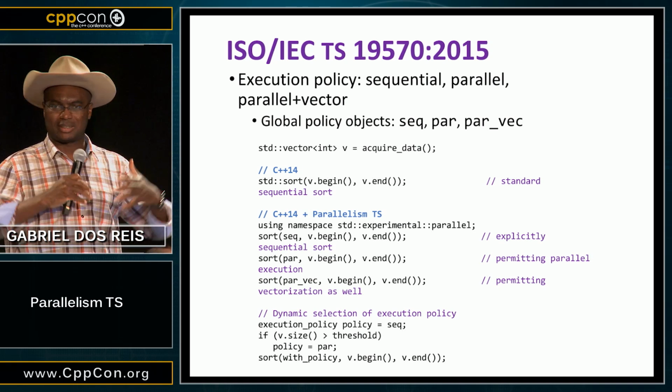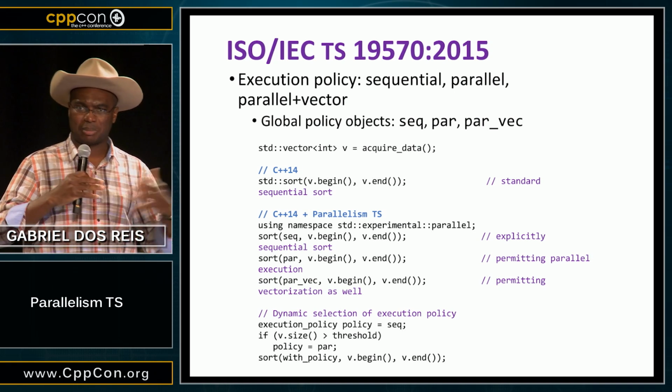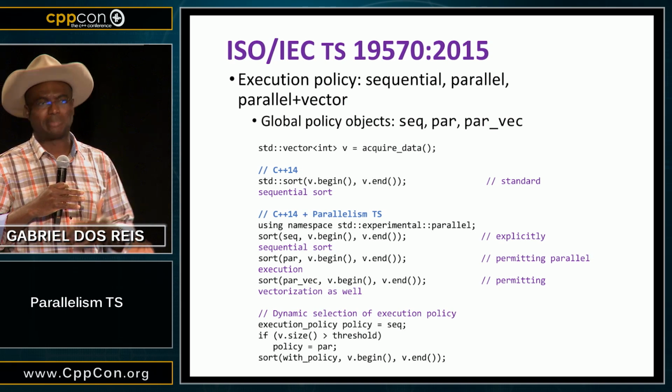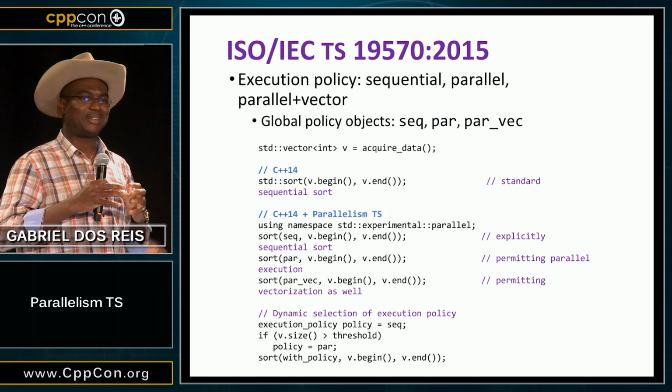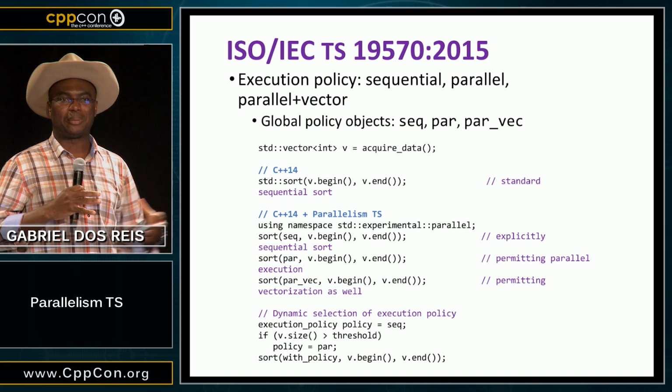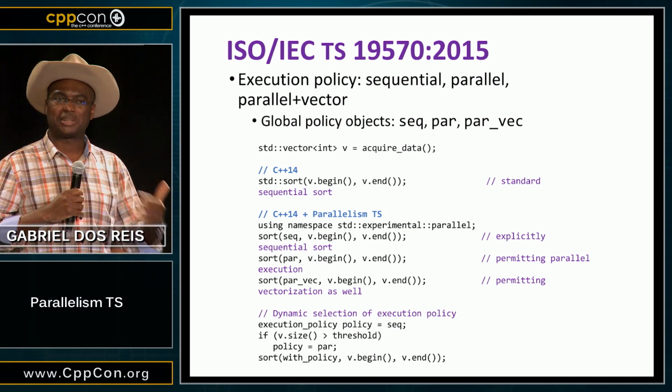So, if you get this big data, depending on the threshold, you can actually test: is this data too much for me to allow parallel execution? You can actually set that.